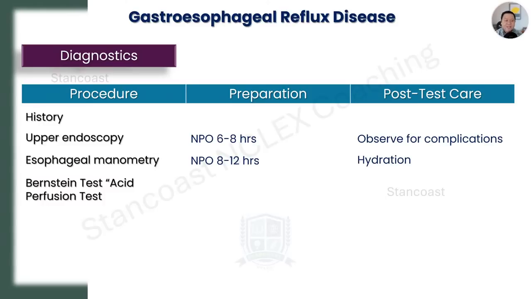So what is this? This is a test that is used to differentiate cardiac from non-cardiac chest pain in patients with chest pain that may resemble GERD. And this is going to involve instilling an acidic solution into the esophagus to reproduce the symptoms and also confirm the patient's pain is related to acid reflux rather than heart-related causes.